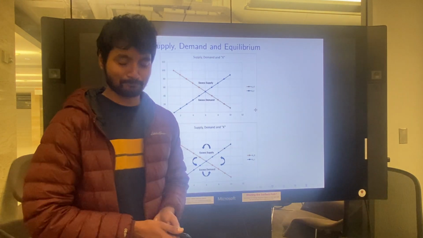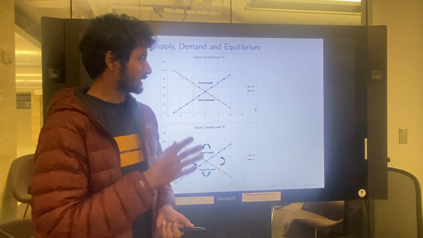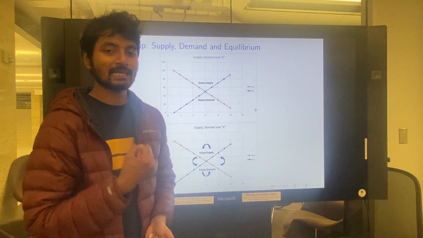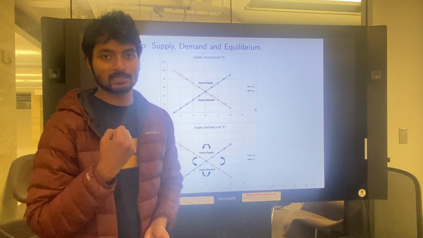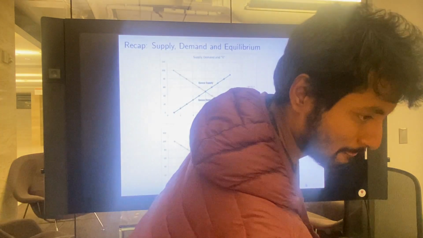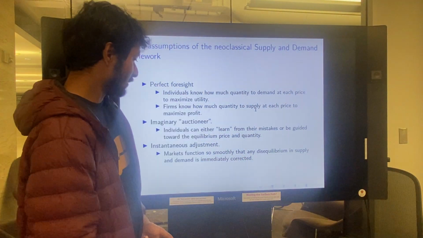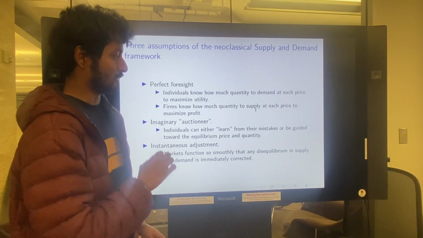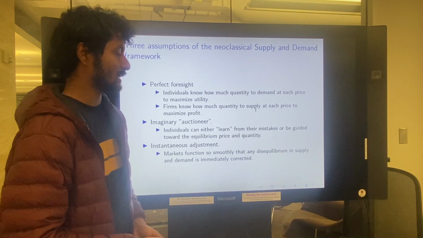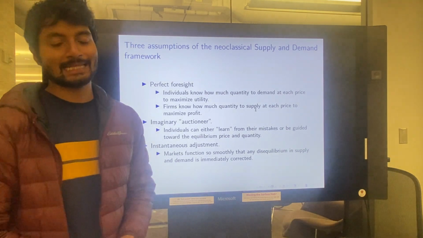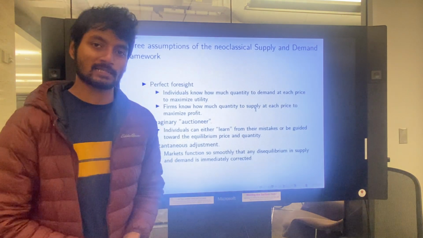Now, what really defines these graphs or this framework is the underlying assumptions in the neoclassical supply-demand framework. We'll talk about these assumptions now. At least 3 of these assumptions are what we would like to challenge in the forthcoming slides, and we'll discuss them one by one. The first assumption is that of perfect foresight.